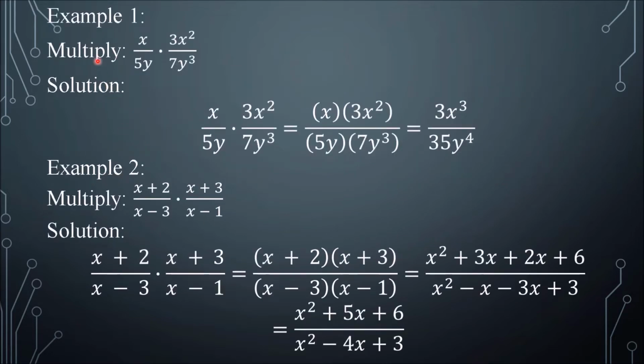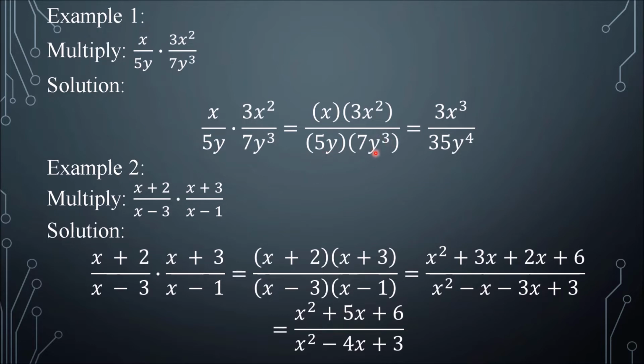Let's have an example. Multiply x over 5y times 3x squared over 7y cubed. So we have x times 3x squared, and 5y times 7y cubed. Now combining this, there's 1 there, so 1 times 3 is 3. And then x times x squared, using laws of exponents, the exponent of this is 1, so 1 plus 2 is 3. So that will be the exponent. X times x squared is x cubed.